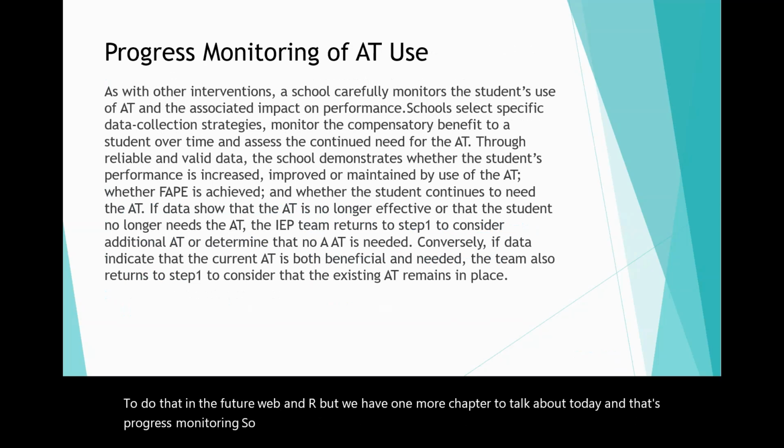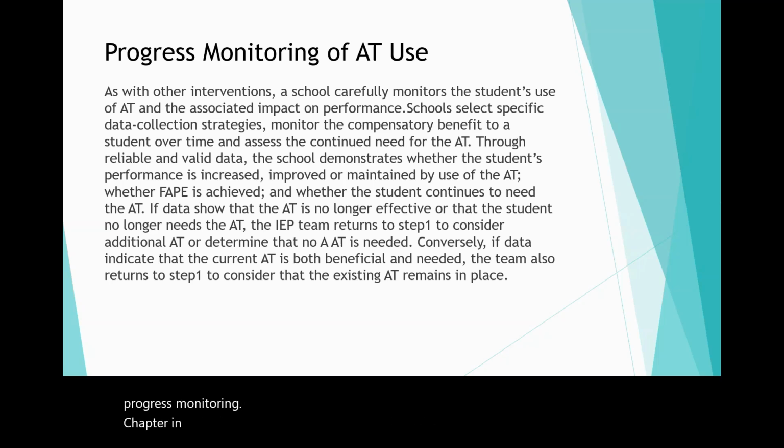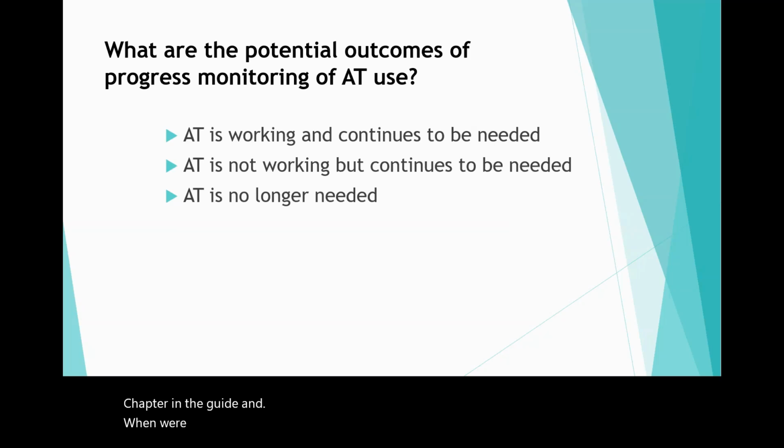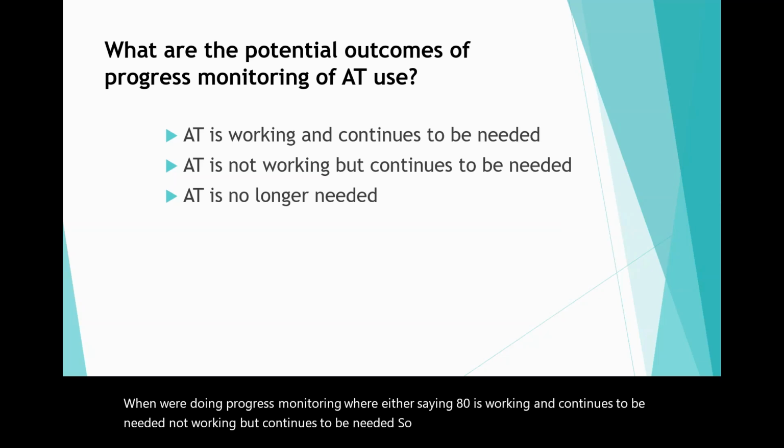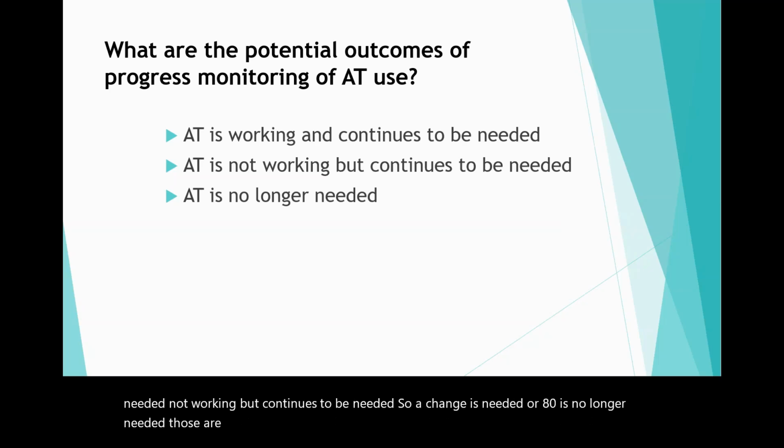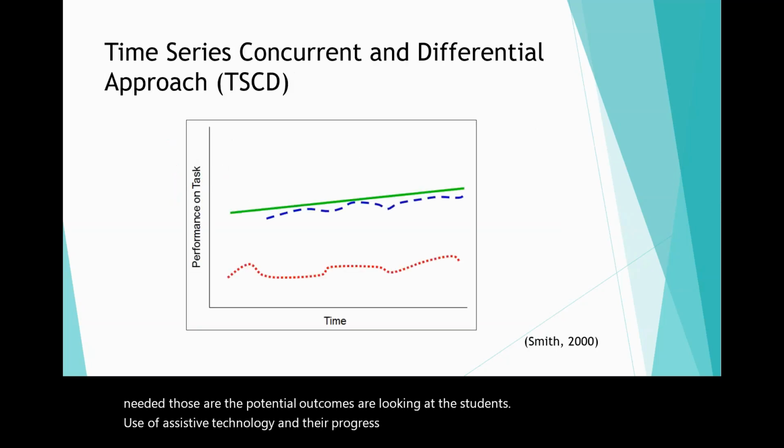The words you see on the slide here are the introduction to the progress monitoring chapter in the guide. When we're doing progress monitoring, we're either saying AT is working and continues to be needed, not working but continues to be needed so a change is needed, or AT is no longer needed. Those are the potential outcomes of looking at the student's use of assistive technology and their progress toward educational goals.